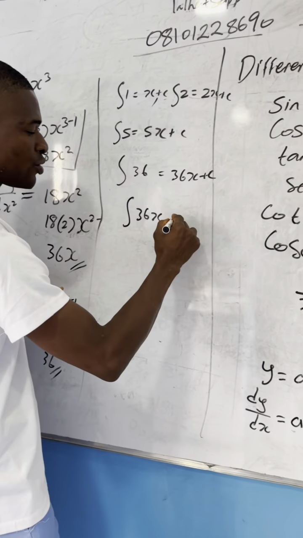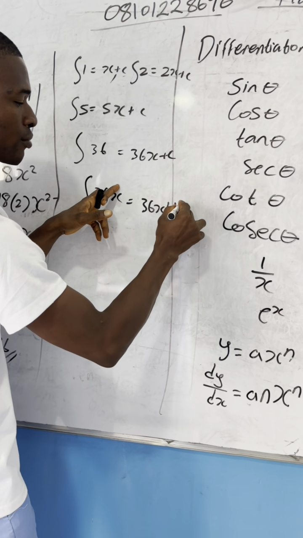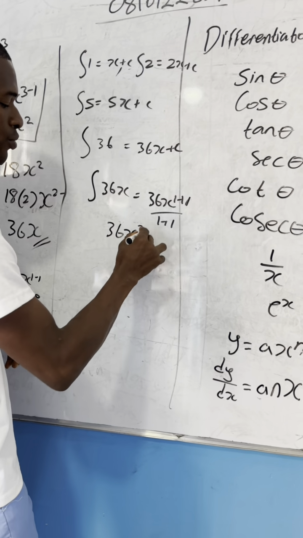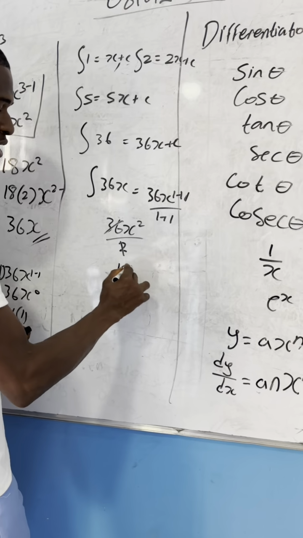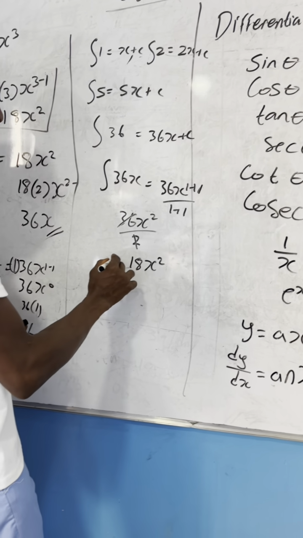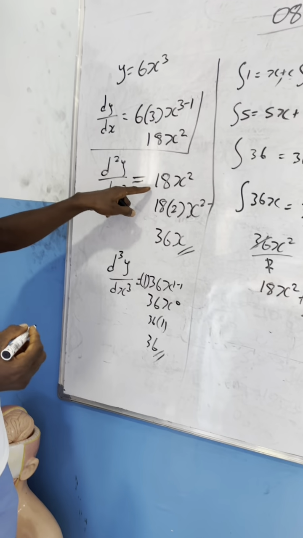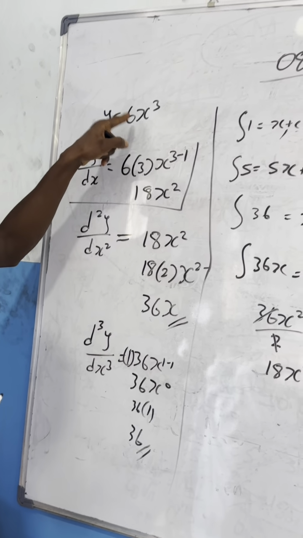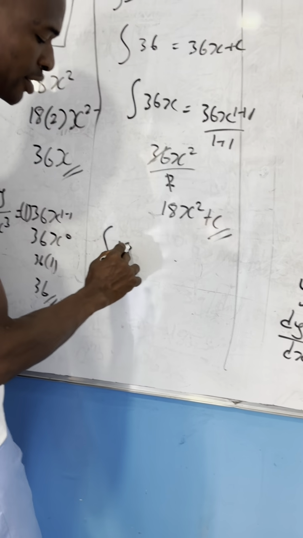So we are going to do 36x with the visible 1, 1 plus 1, all over 1 plus 1. 36 x raised to power 2, all over 2. 2 into 36 gives us 18x squared, plus c. So it has taken us back to this stage. Let's integrate this one further and see if it takes us back to this stage. So integrating 18x squared.